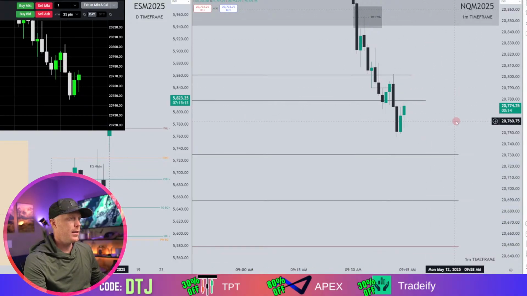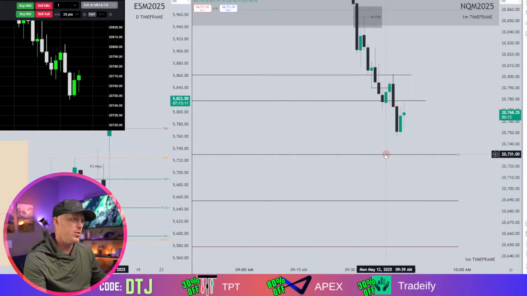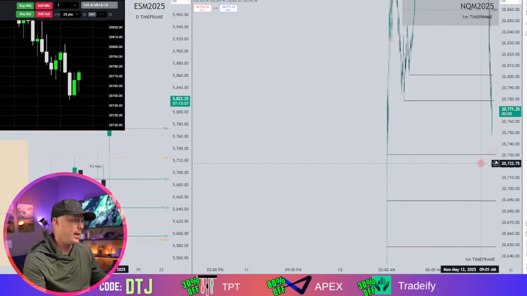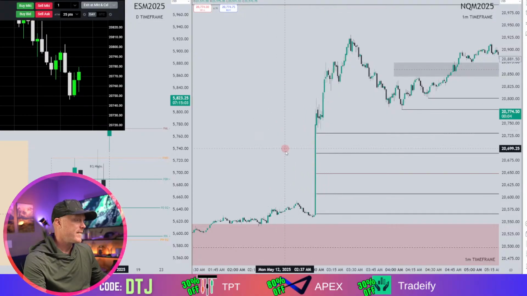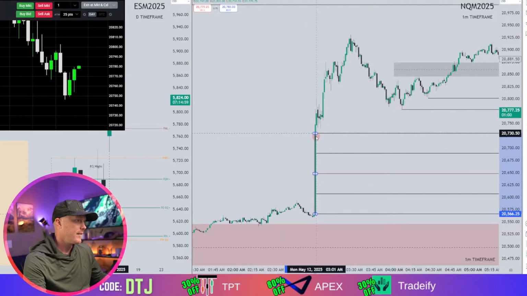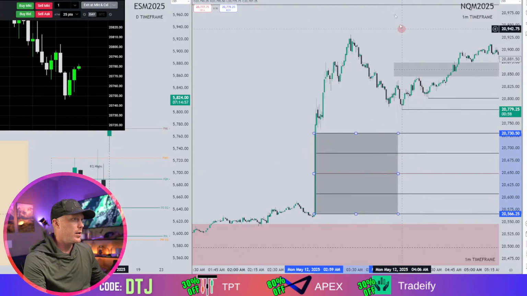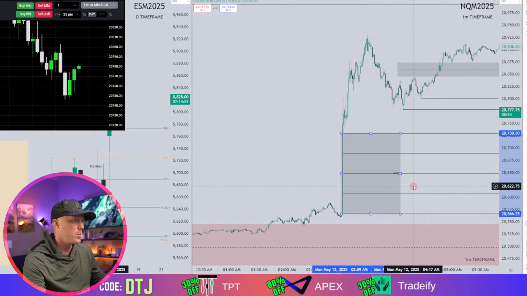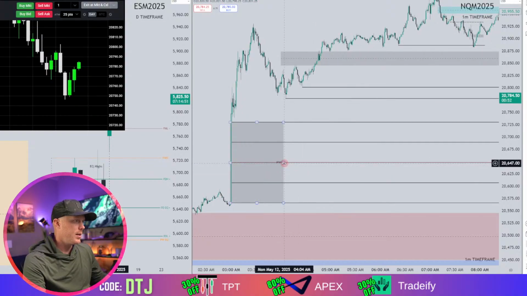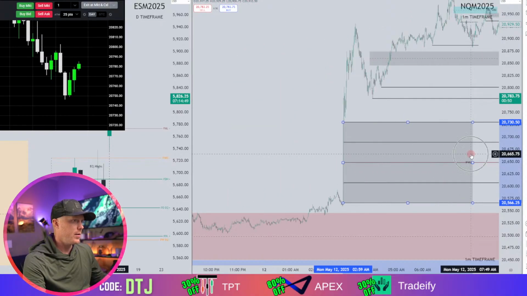So I like the idea of us coming into the 3 a.m. fair value gap, which is here. I'll highlight that. I think that would be a little bit better if I highlight that. All right, so that is the 1 minute fair value gap. So you can see those levels there.